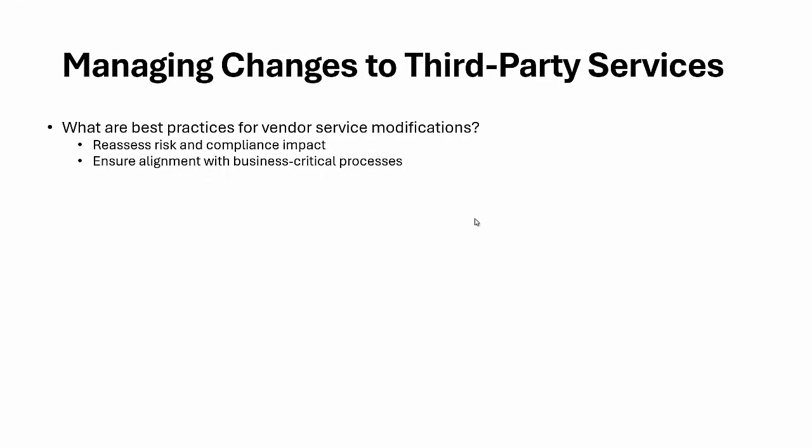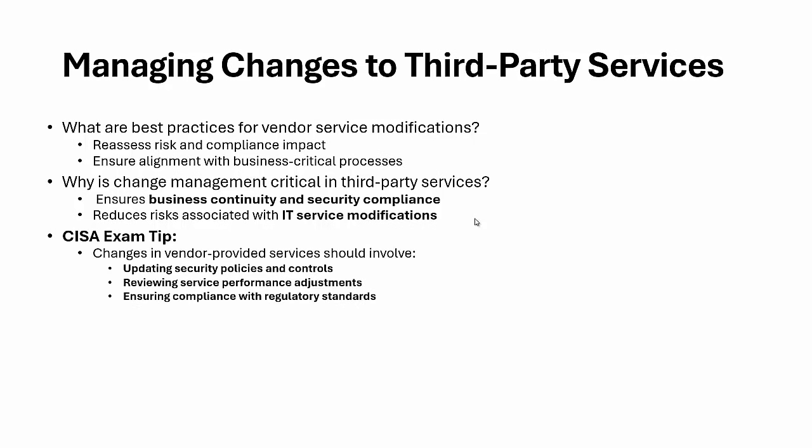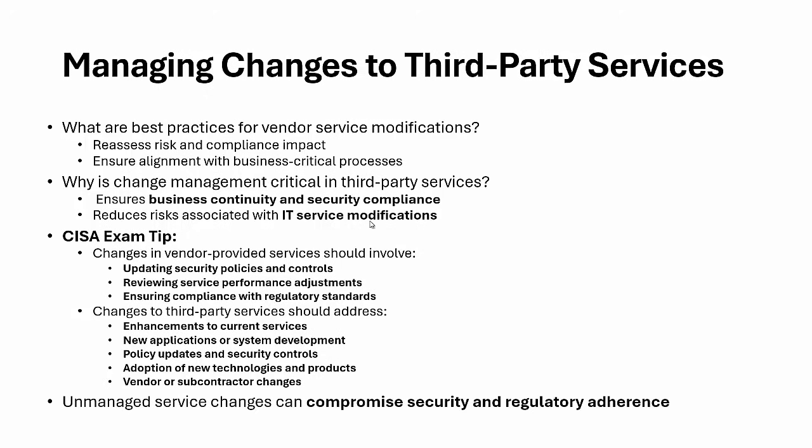So what are the best practices for vendor service modification? We reassess the risk and compliance impact. We ensure alignment with the business and critical process. Why is change management critical in third party? Because it ensures business continuity, service compliance, and security compliance, and reduces the risk associated with IT service modification. So any change in the vendor should involve updating the security policies, reviewing the service performance, and ensuring compliance with the regulatory standards. Changes to third-party service should address the enhancement of current services, policy updates, and vendor subcontractors. If you don't do this, it compromises the regulatory functions and everything.